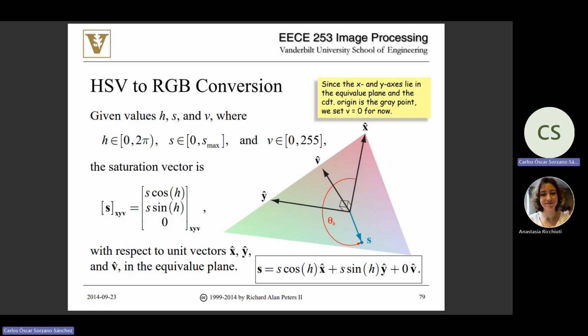So actually, this is the polar coordinate of our color. The polar coordinate is the radius times the cosine of the angle, and the radius times the sine of the angle. So in the x, y, v coordinate system, the coordinate of the point is saturation times cosine of the hue, saturation times sine of the hue, and 0. So in that coordinate system, it will be this number times the unit vector in x, this number times the unit vector in y, plus 0.